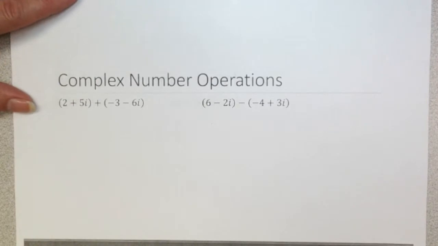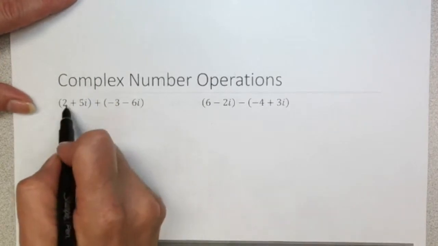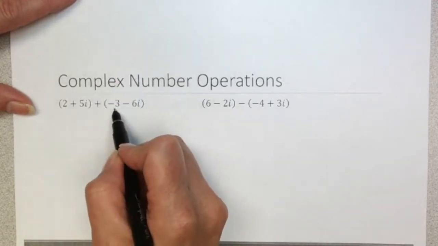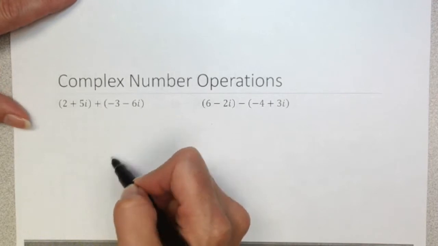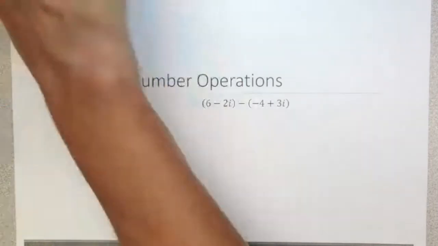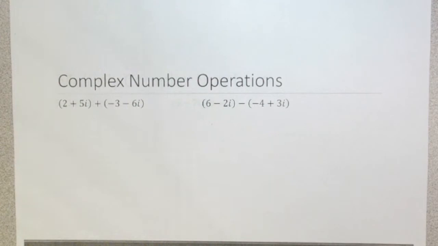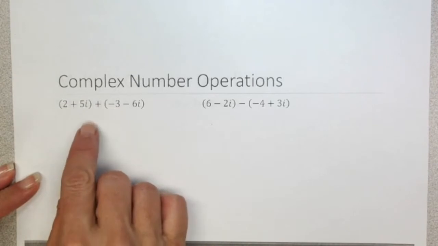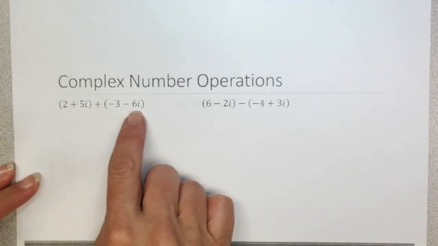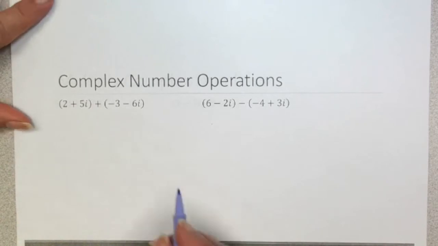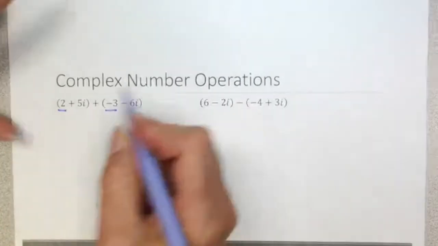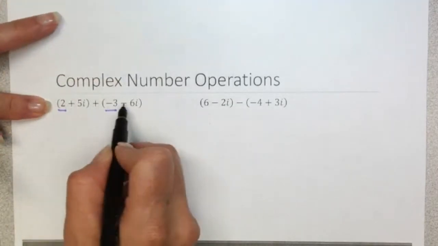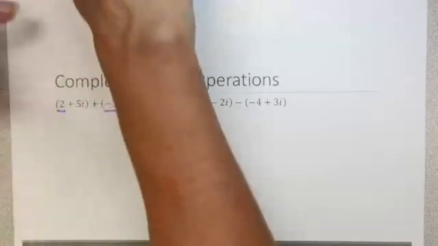One operation is to add complex numbers. With this example here, we're going to add the complex number 2 plus 5i with the complex number -3 minus 6i. To do that, we're simply going to be combining like terms, right? The real terms, 2 and -3, those are like terms. And the imaginary terms, 5i and -6i, those are also like terms, right? So we're going to first add the 2 and the -3. 2 plus -3 is 2 minus 3, or -1.